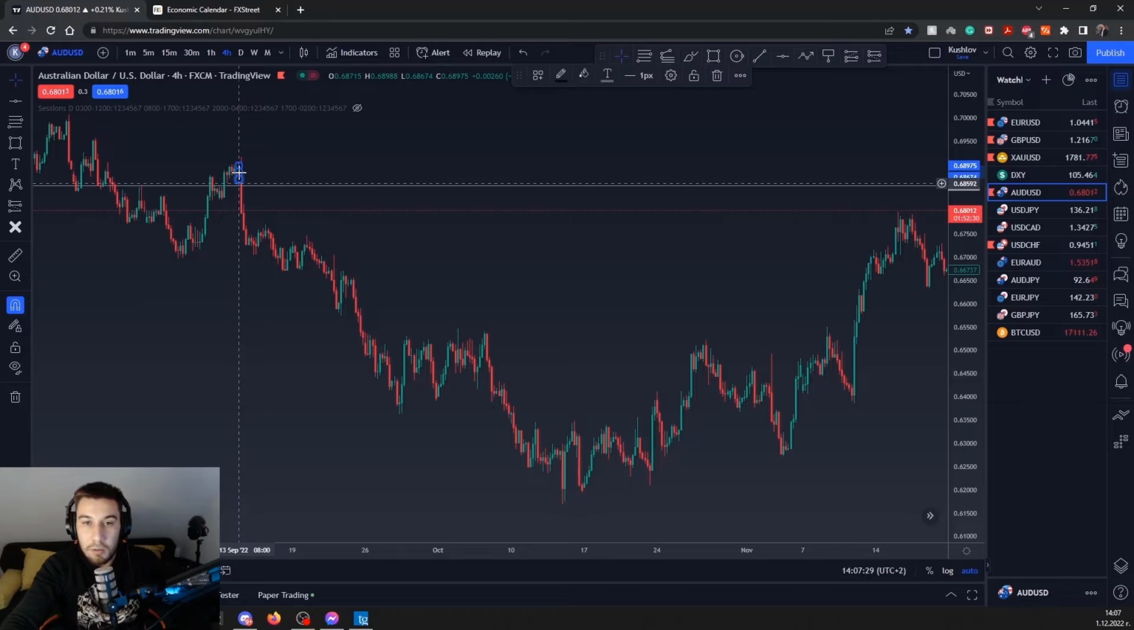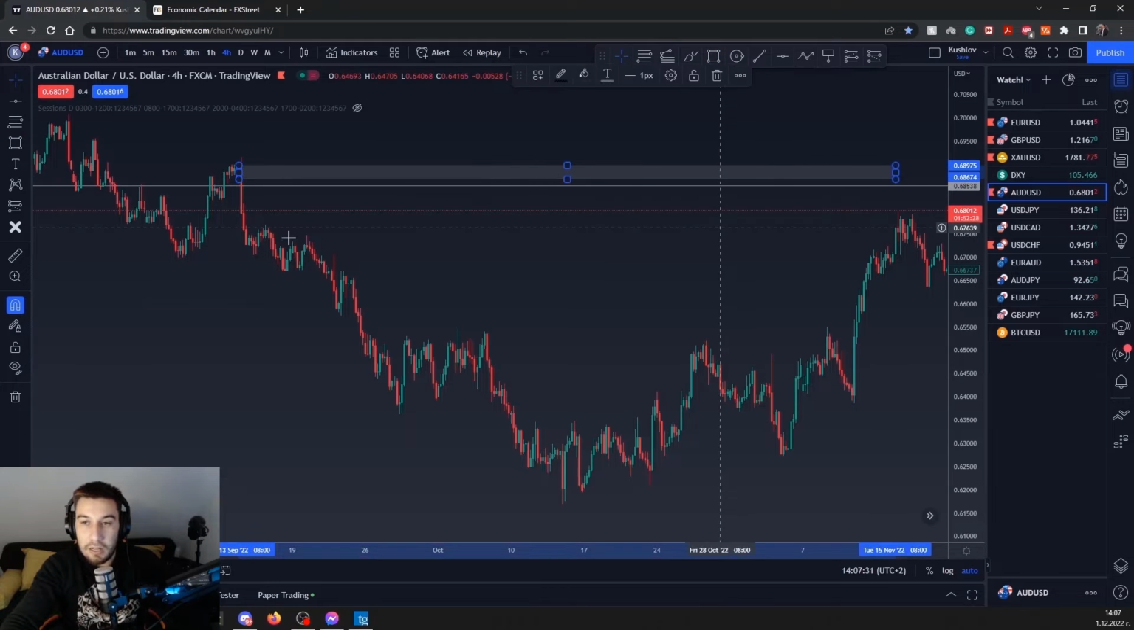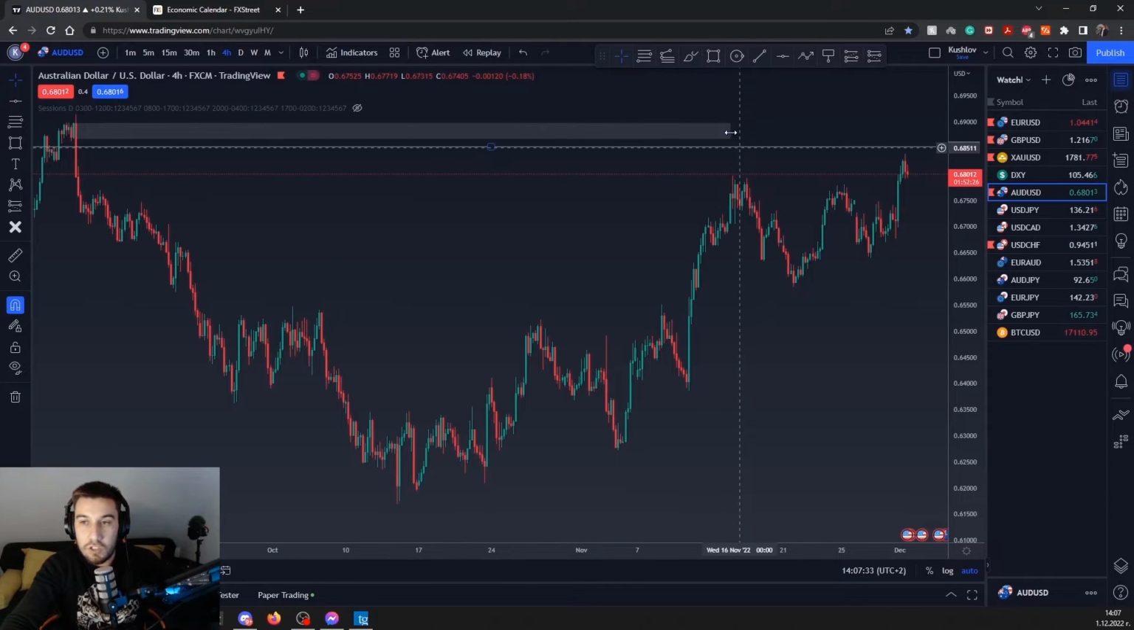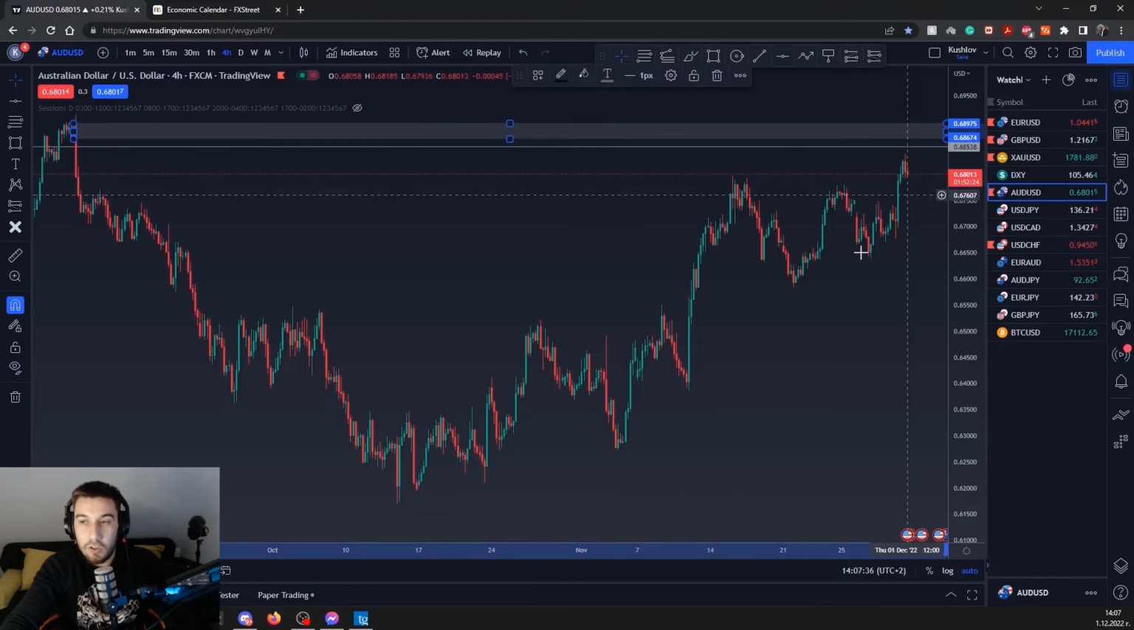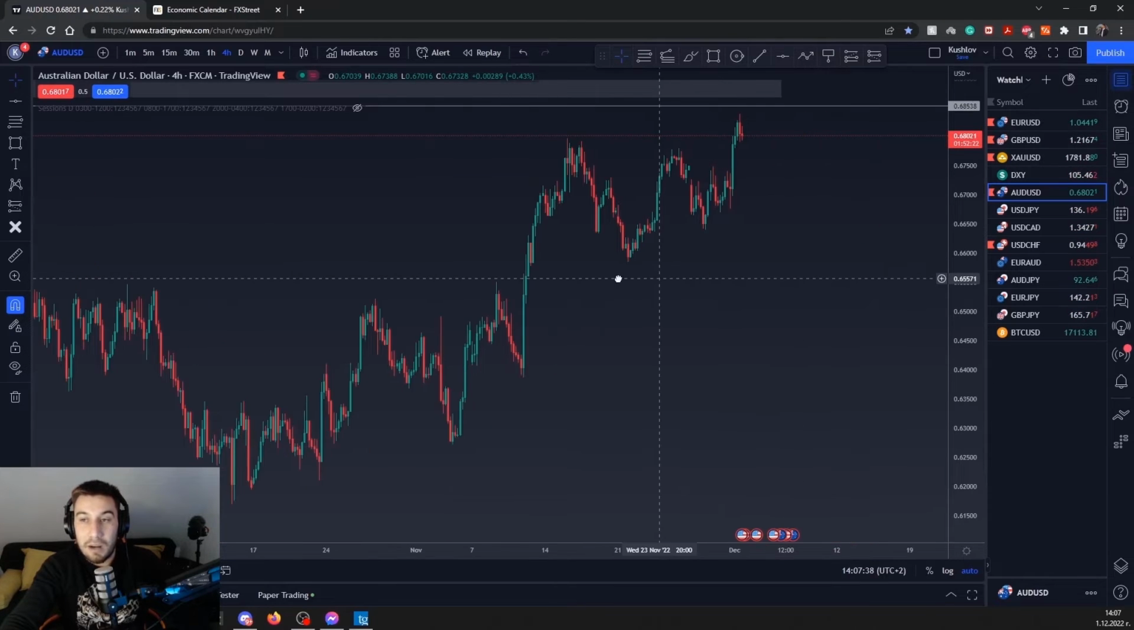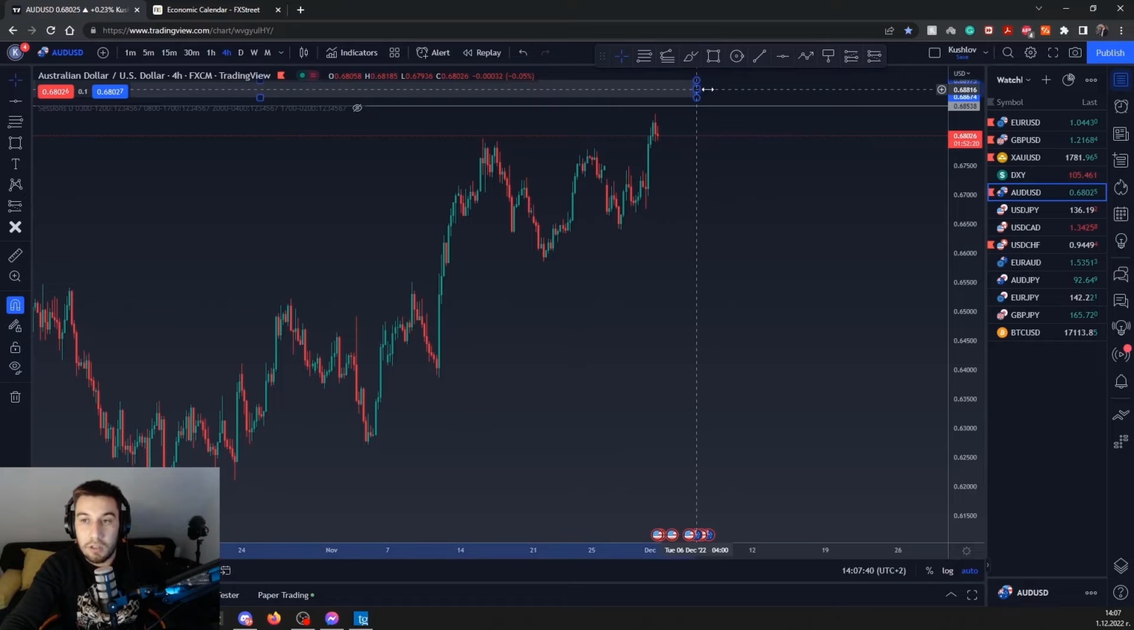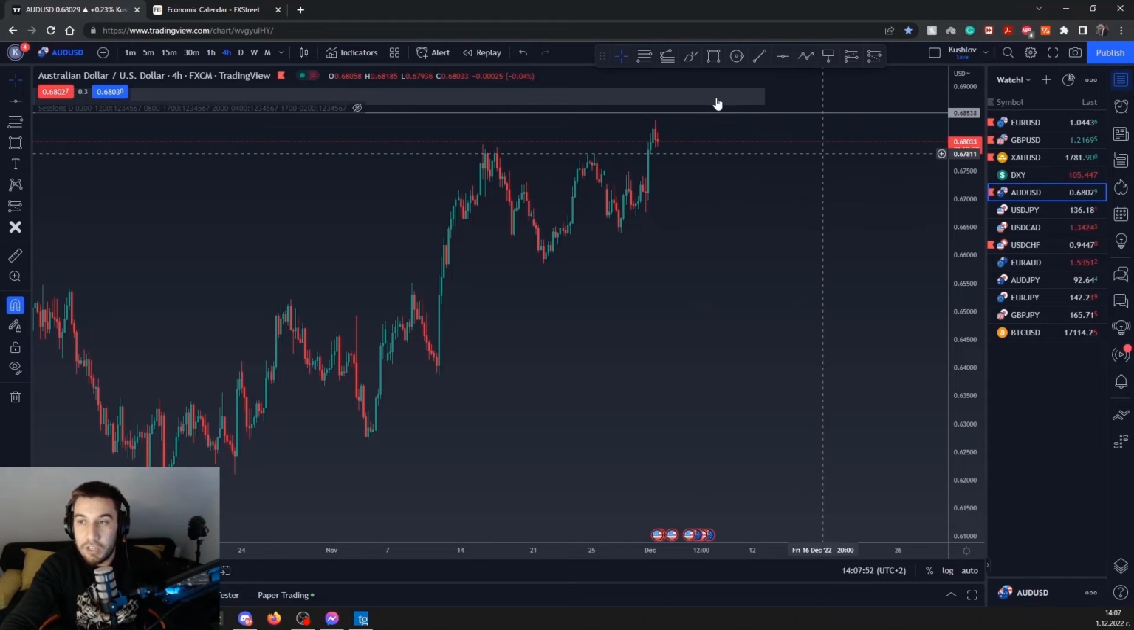Okay, so I'm going to select that zone, I'm going to drag it across, and we want to see, is there any room to the upside that price needs to fill before it drops lower. Okay, and I actually think there is. So that means I actually think we're going to see the market continuing higher, retesting this area around 0.6870, or let's just say roughly 0.69, maybe slightly below that.